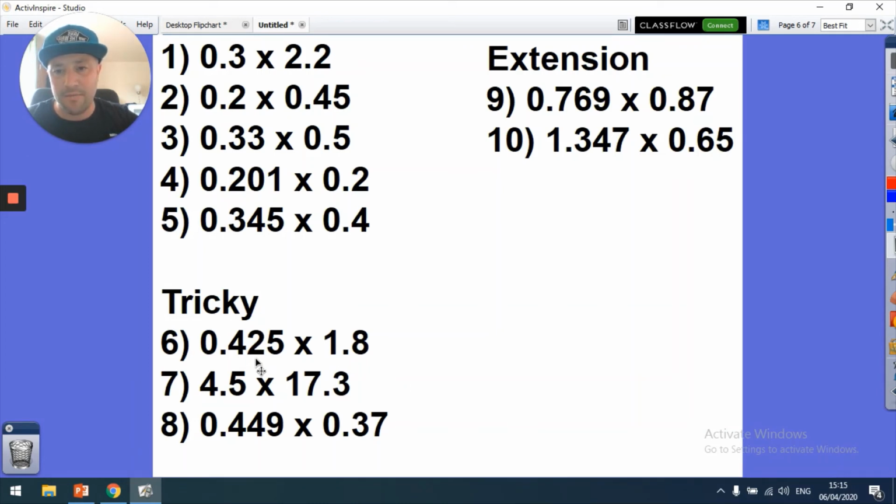So I'm then going to do 425 times 18. This one here, I'm going to do 3 times 22, 2 times 45, 33 times 5, 201 times 2. But remember, take the decimal points out, then put them back in your answer. And if you want an extension, these are pretty tricky over here. This last one is quite a hard one here. So have a go at those. Pause the video. And then once you finish doing that, I will give you the answers. So I'm just going to sit here for a moment so you can pause the video, and then I'll put the answers up on the screen.